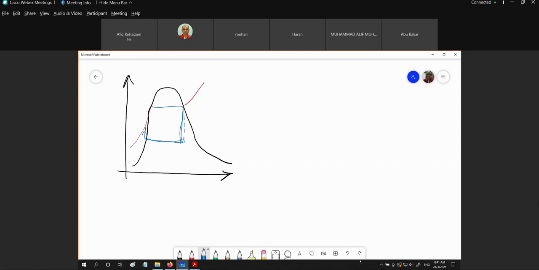Then this should be 1, 2S, and 2. Given the isentropic efficiency for the turbine as 80%, this pressure is 4 kilopascal. This pressure is 4,000 kilopascal.